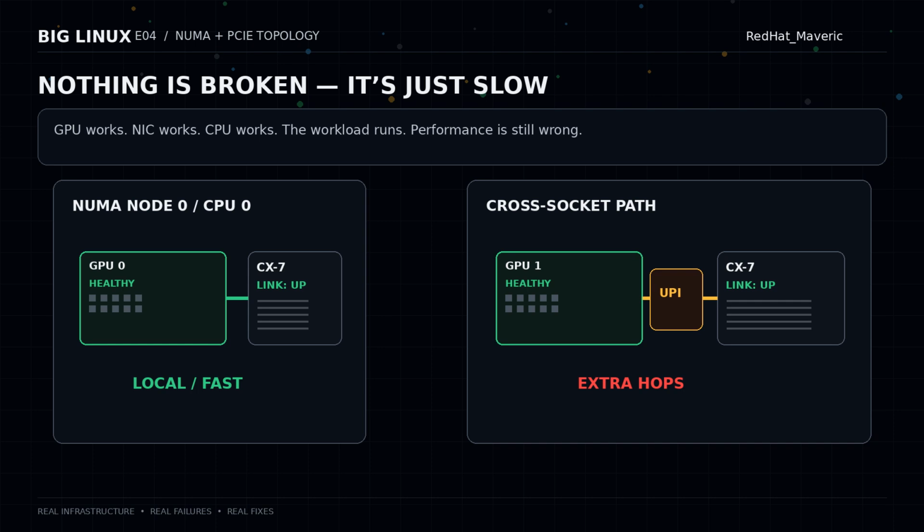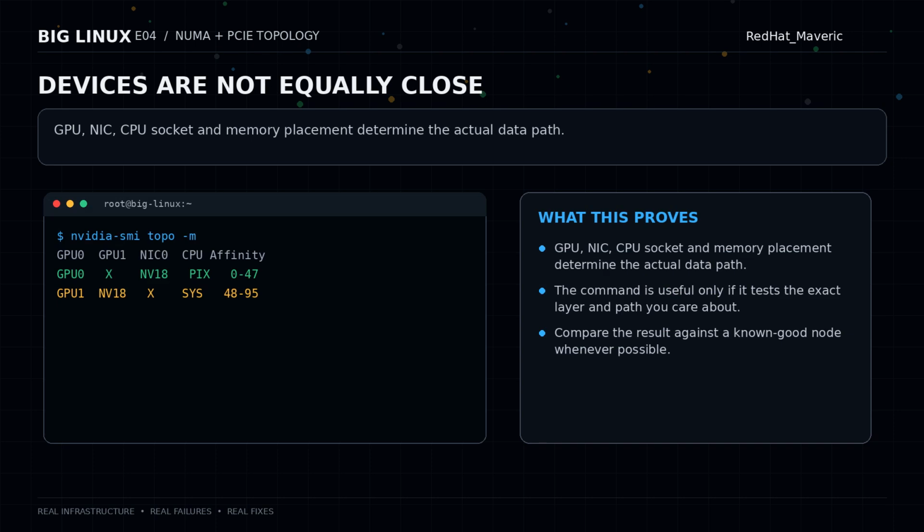On a big GPU server, devices are not all equally close to each other. A GPU might be attached to one CPU socket, a ConnectX adapter might be attached to the other socket, memory might be allocated on the wrong NUMA node, and suddenly traffic that should stay local is crossing an inter-socket link every time data moves between the GPU and the network. The system still works. You just paid for a lot of hardware so it could take the scenic route.